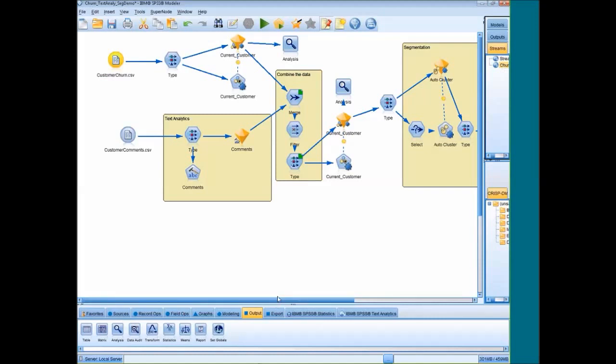So the story here is we are a telephone company. We want to understand our churn. We've got data that we have already classified as customers who are churned or not, and we call them here customers who are current customers or not. We also have some comments that we gathered through our customer service organization, and we want to use some text analytics to pick up some sentiment from those comments and feed that into our model. And we'd like to see what difference that makes to our model.